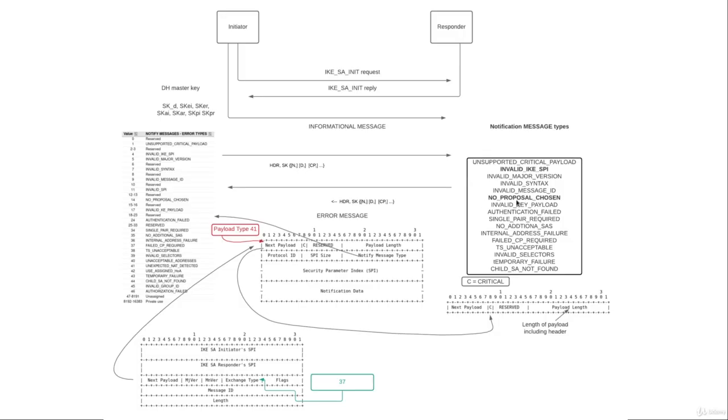Another one that should be well known is authentication failed. If you see this notification message type, that means the pre-shared key is not matching or the other side couldn't validate the auth payload.